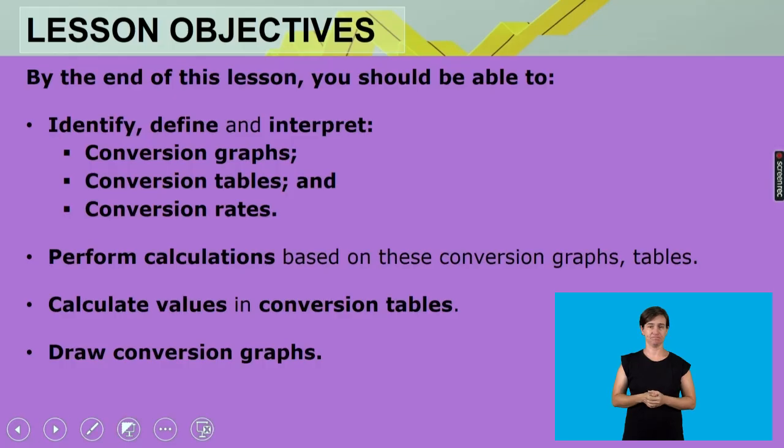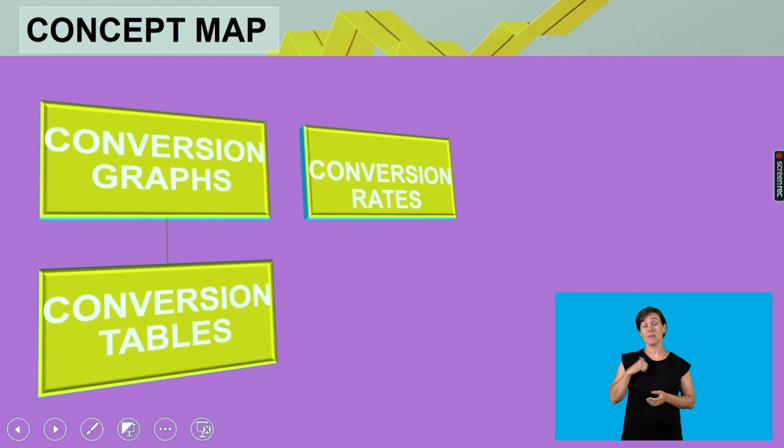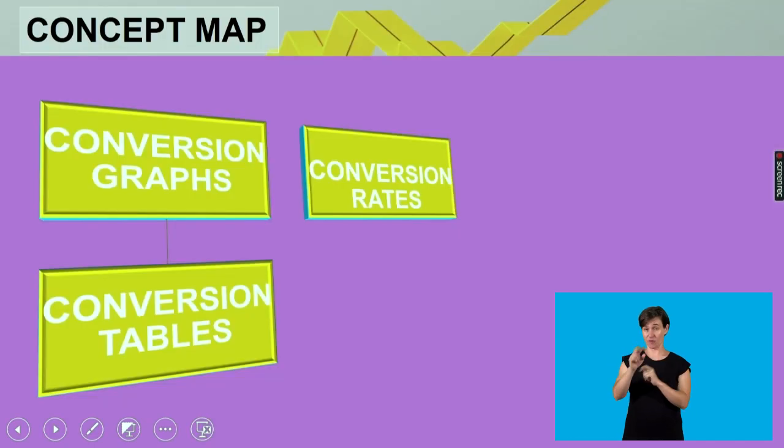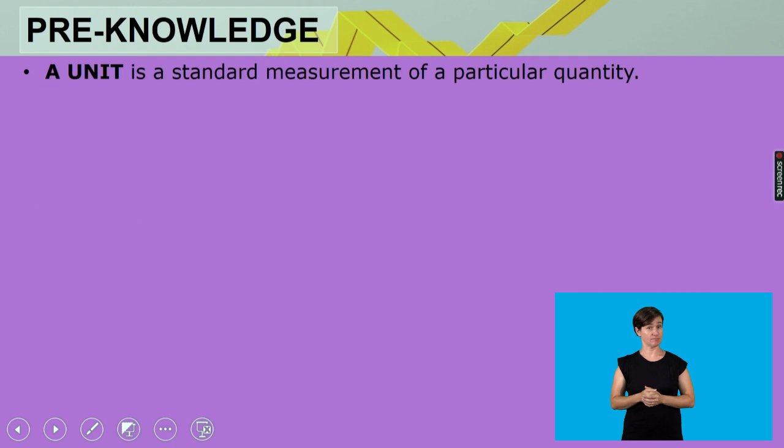Now let me quickly share some interesting words with you that are important for this lesson. But before I do that, this is our lesson map. As I've indicated, the focus of today's lesson is conversion graphs, conversion tables, as well as conversion rates. Now let's look at the pre-knowledge. What does that mean? At this moment in time, what is it that you should know?